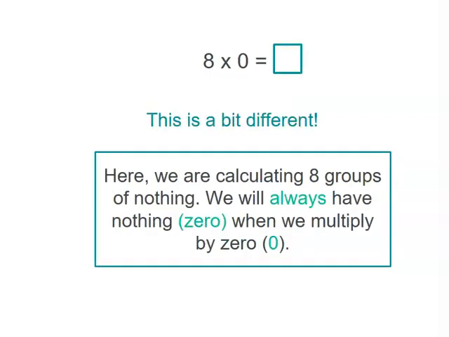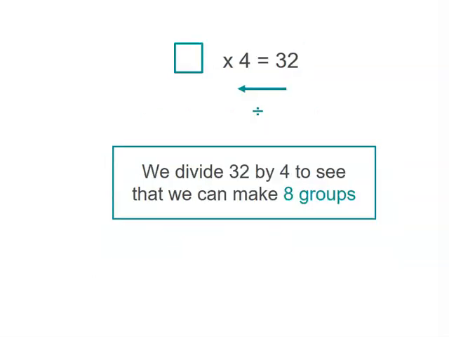This is a bit different. 8 multiplied by nothing, or 0. Well, we've got 8 groups of nothing, so no matter how many times we multiply those groups, we still have nothing. 8 times 0 equals 0. Anything times 0 will always give you 0.